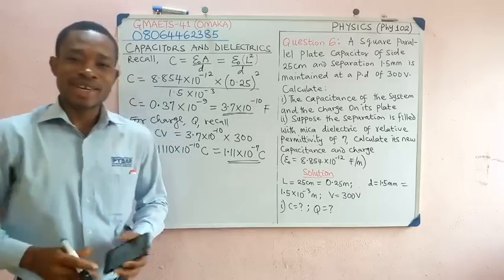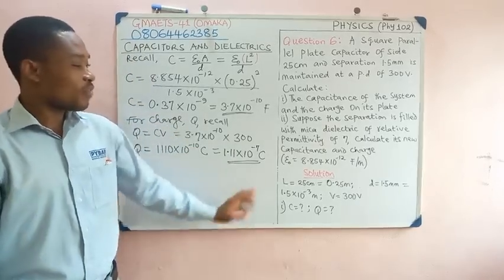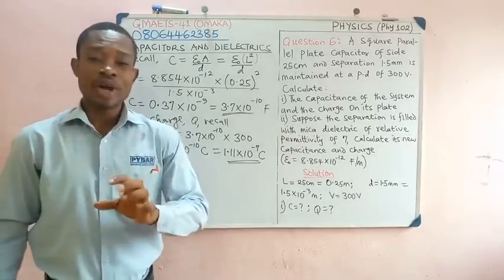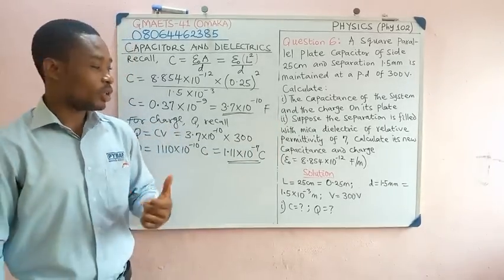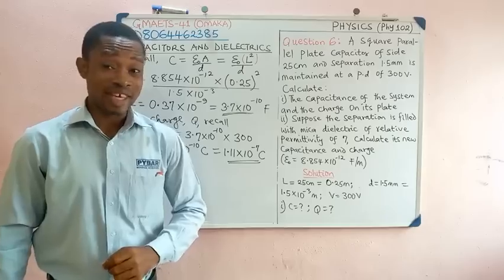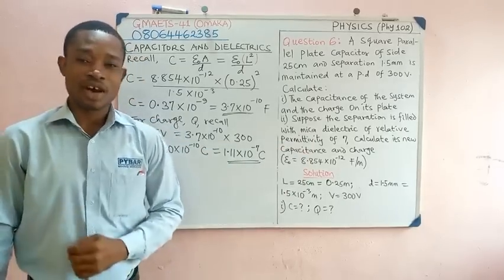We're going to take a break. When we return from the short break, we'll now focus on the second part of the question, when the space between the plate was filled with a dielectric material mica with dielectric constant of 7.